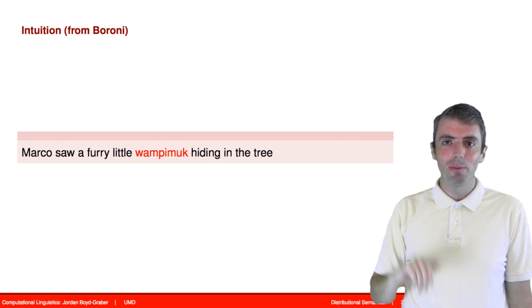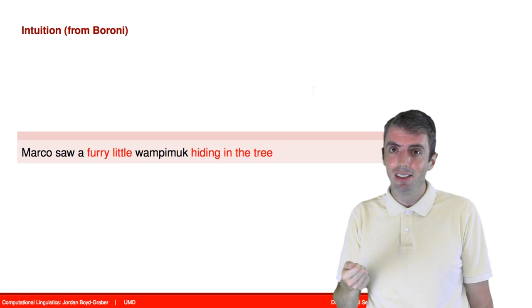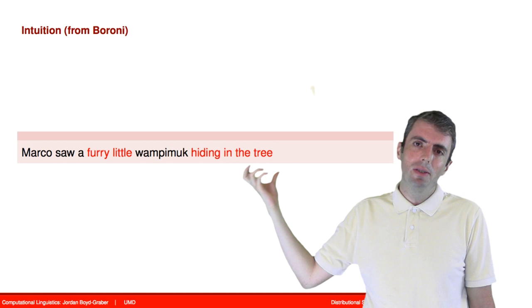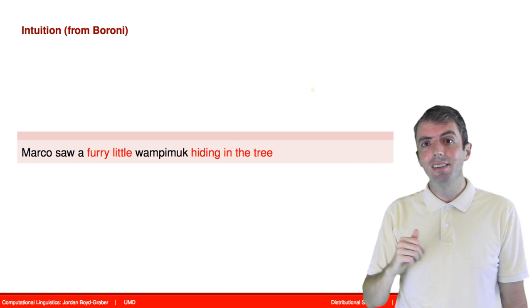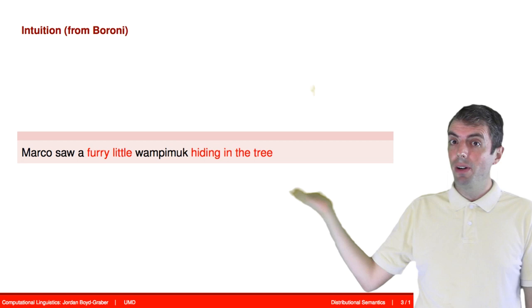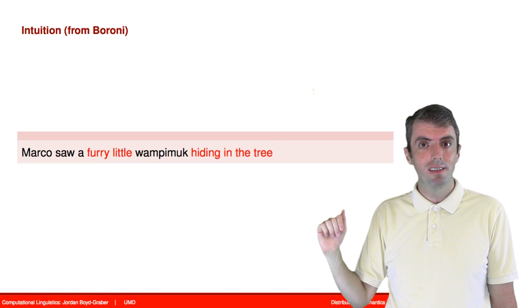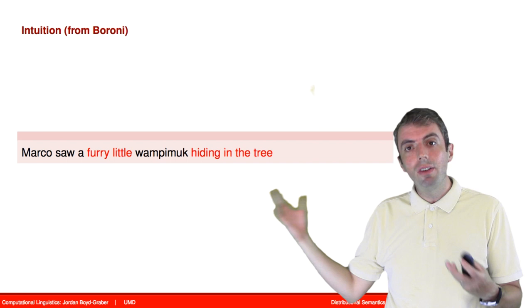And you can do this because of the words around it. So there's furry, little, and hiding in the tree. So hiding in the tree tells you its size, as does the word little. Furry tells you something about it. What other words might be prefaced by furry little and might also hide in a tree? So you might think of squirrels, chipmunks. You might think of birds. They're not furry, but they're little and hide in a tree, so maybe a little bit less similar. So now you have a sense of the kinds of words that might go into that slot.